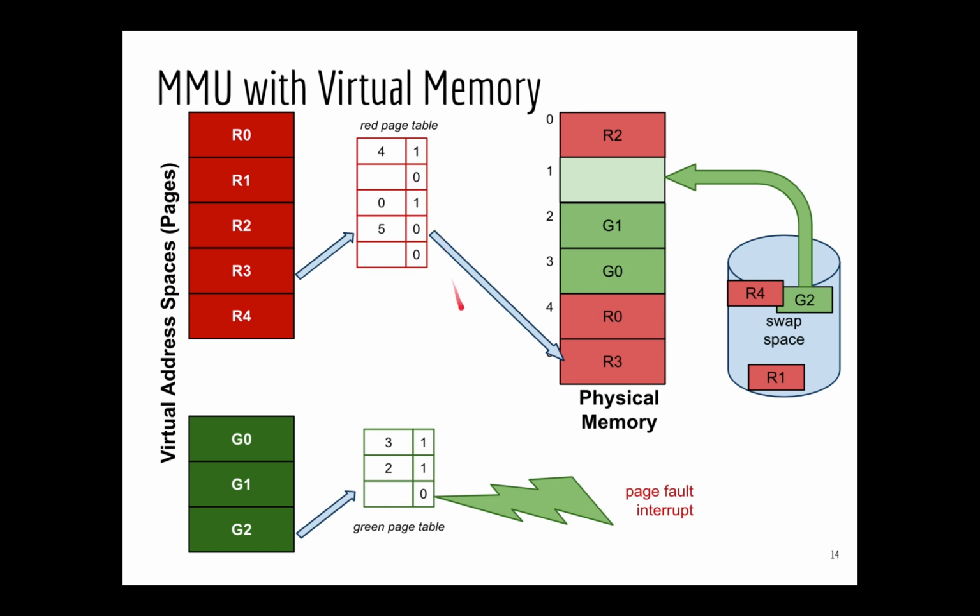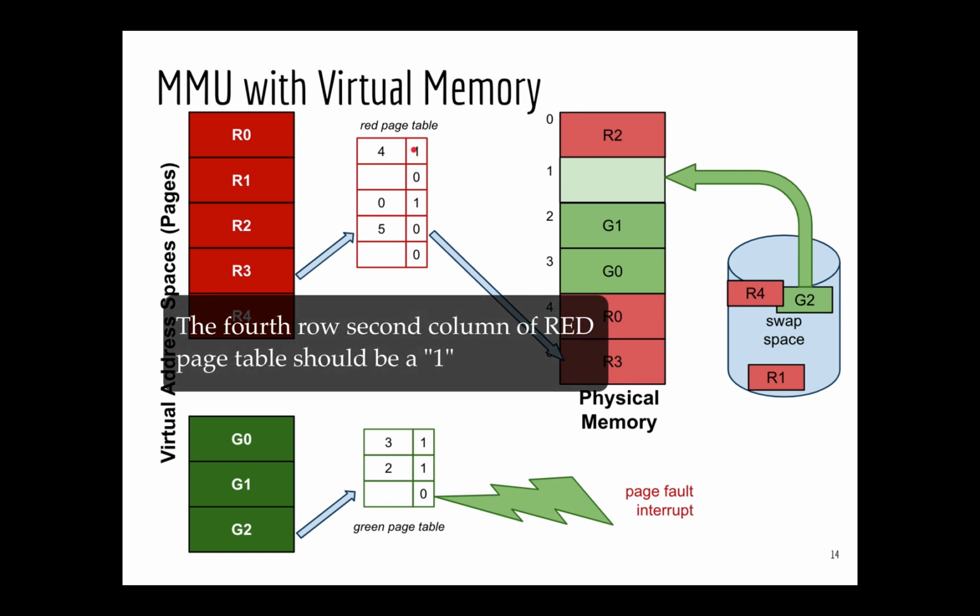The hardware part, on logical address translation, the MMU will use this bit to trigger a page fault interrupt. In the diagram, red uses 5 pages, but only 3 of them are resident in RAM. The bit in the second column encodes the residency status of each page. The 1 bit in the second column indicates that page 0, page 2, and page 3 are resident in RAM.